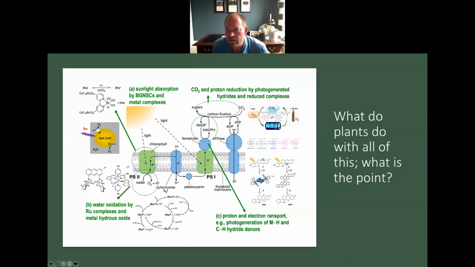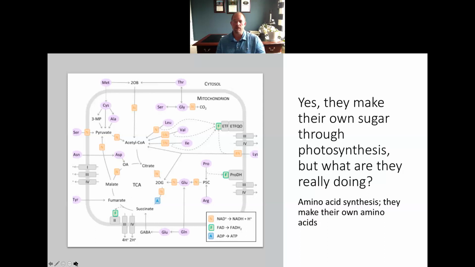So what do plants do with all of this? I mean, what is the point of everything that's going on in the plant? What is all of this getting down to? We know that plants make sugar. Okay, we cover this in basic bio 101, in high school and even grade school for that matter. We know that plants do photosynthesis, and we know that the reason the plants have photosynthesis is that they are producing sugar, okay, in the form of glucose.